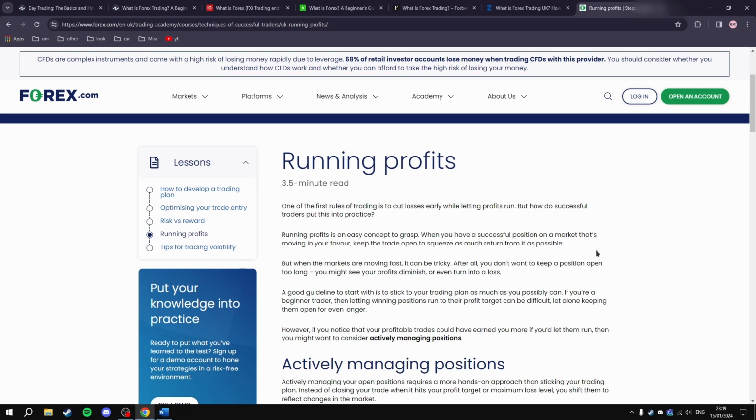But when the markets are moving fast, it can be tricky. After all, you don't want to keep a position open for too long. You might see your profits diminish or even turn into a loss. A good guideline to start with is to stick to your trading plan as much as you possibly can. If you're a beginner trader, then letting winning positions run to their profit target can be difficult, let alone keeping them open for even longer. However, if you notice that your profitable trades could have earned you more if you let them run, then you might want to consider actively managing positions.